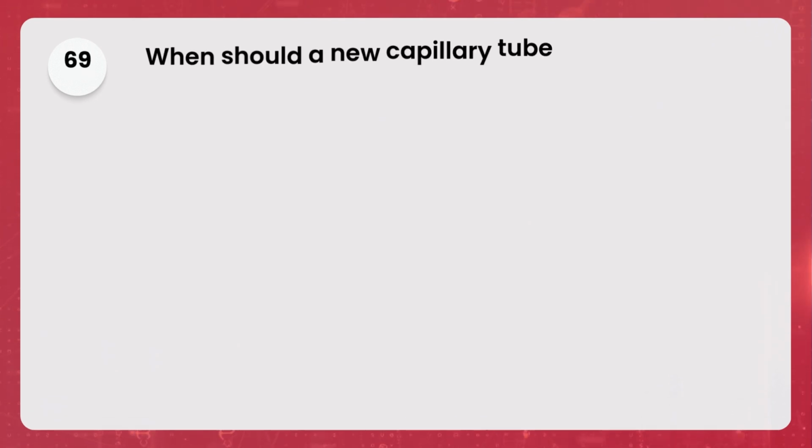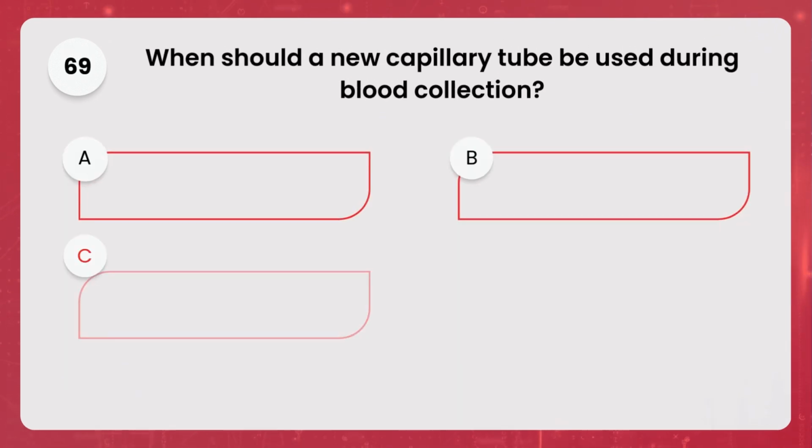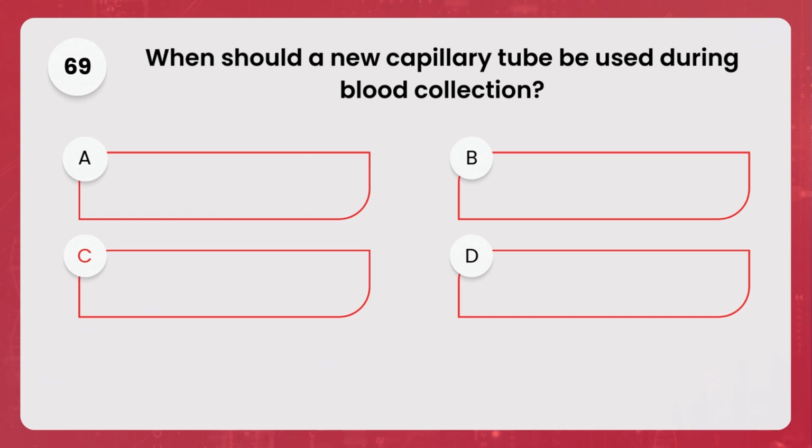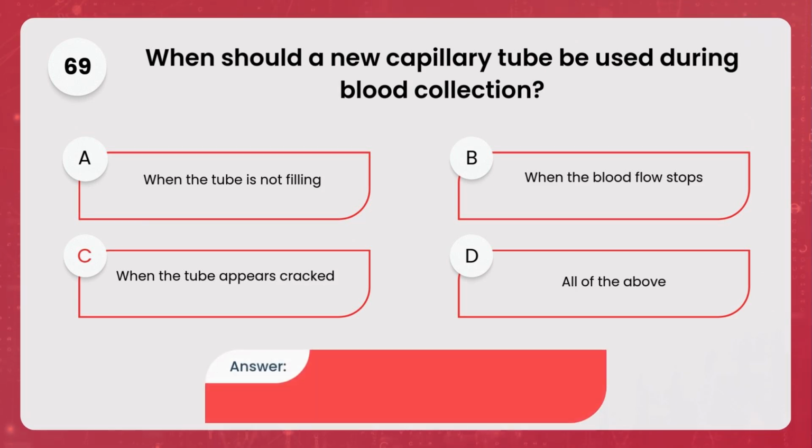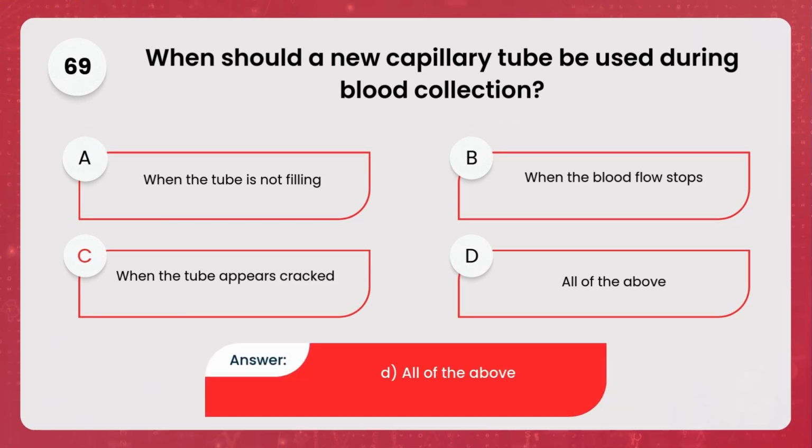Number 69. When should a new capillary tube be used during blood collection? A. When the tube is not filling, B. When the blood flow stops, C. When the tube appears cracked, or D. All of the above? The answer is D. All of the above.